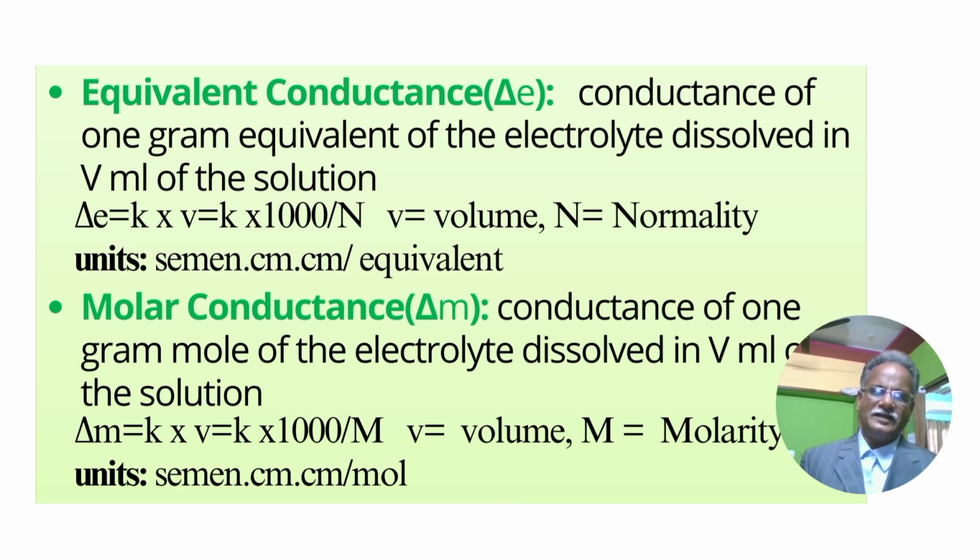There is a small difference between the units of equivalent conductance and molar conductance. Let us see. Siemens centimeter square per mole. Units for molar conductance are Siemens centimeter square per mole. These are the most important terms. That is equivalent conductance. Conductance of 1 gram equivalent of the electrolyte dissolved in V mL of the solution. Molar conductance. Conductance of 1 gram mole of electrolyte dissolved in V mL of the solution.